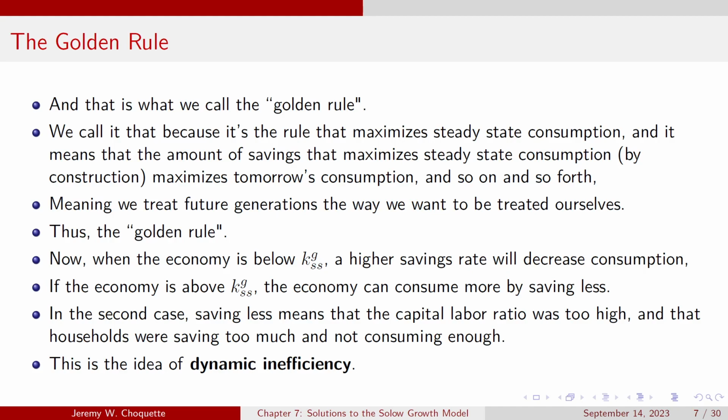If the economy is above that, right, we're saving too much, consuming too little. So we save less, consume more. So really, in the second case there, saving less means that the capital-labor ratio is too high. Households were saving too much and not consuming enough. This is what's known as dynamic inefficiency.